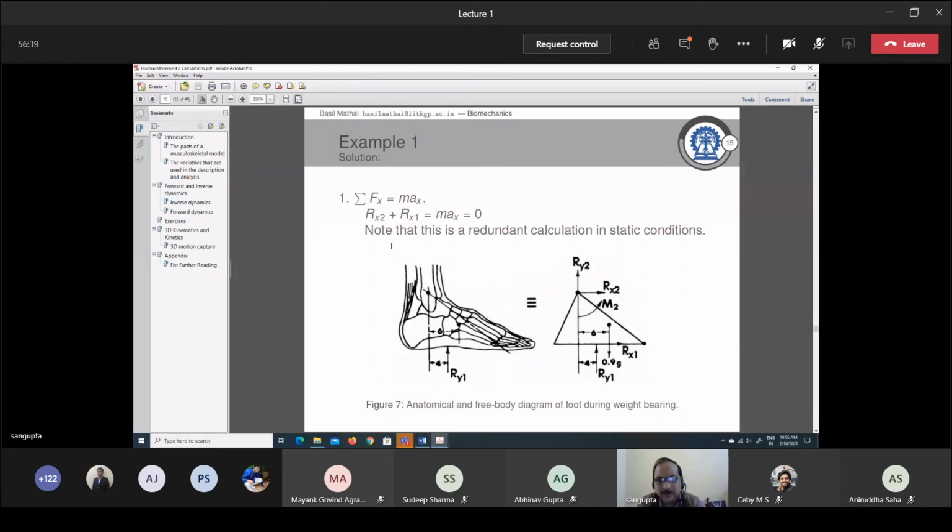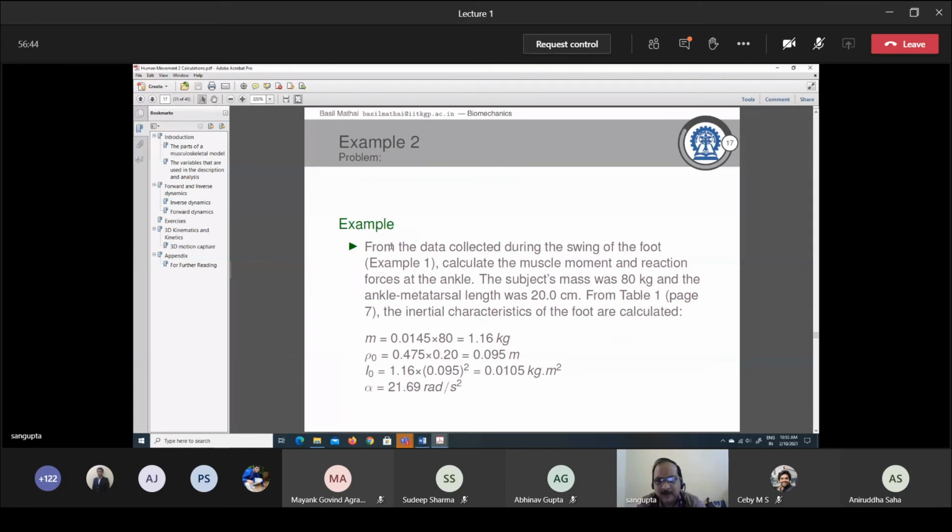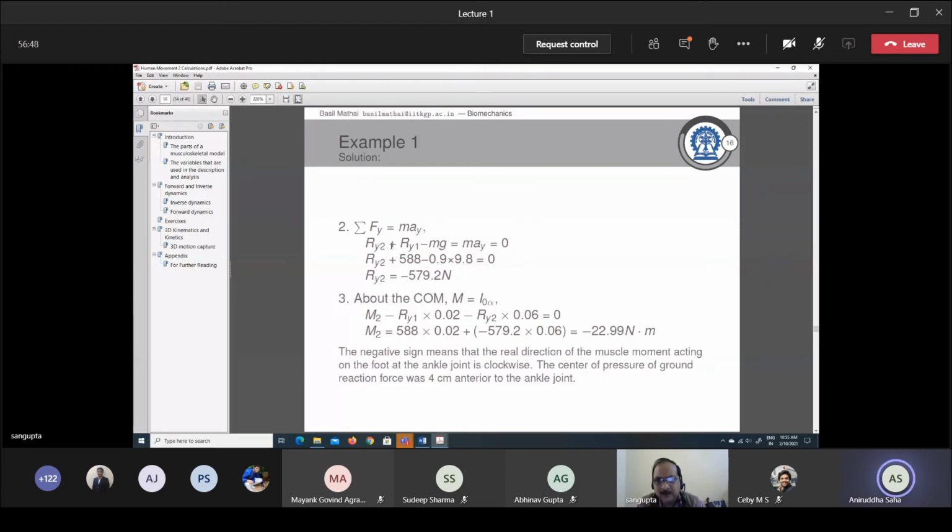So herein you are saying that the moment of inertia is not clearly indicated. Yes, sir. And for which example, Example 1 or Example 2? Example 1. And in point number 3, where it takes the moment about center of mass, there is no moment arm for the Rx components. Okay, so it's just M2 and Ry. Definitely that needs to be corrected.